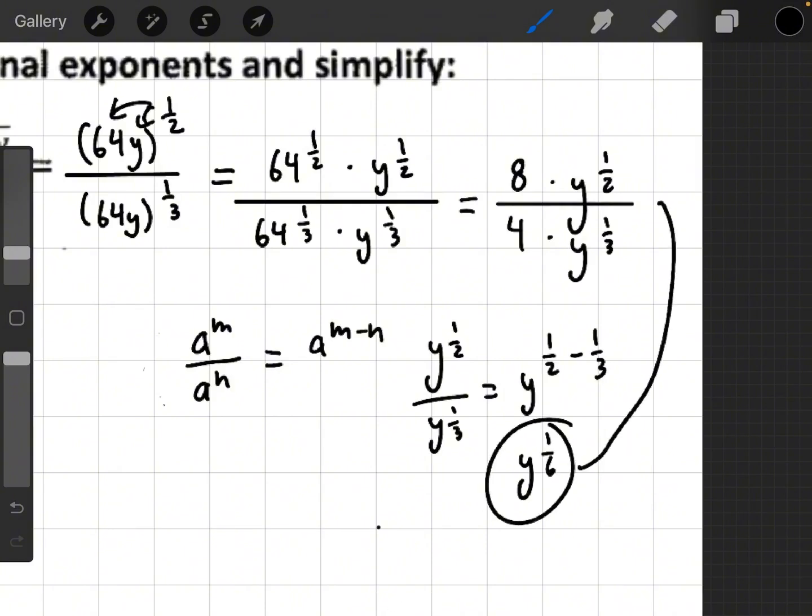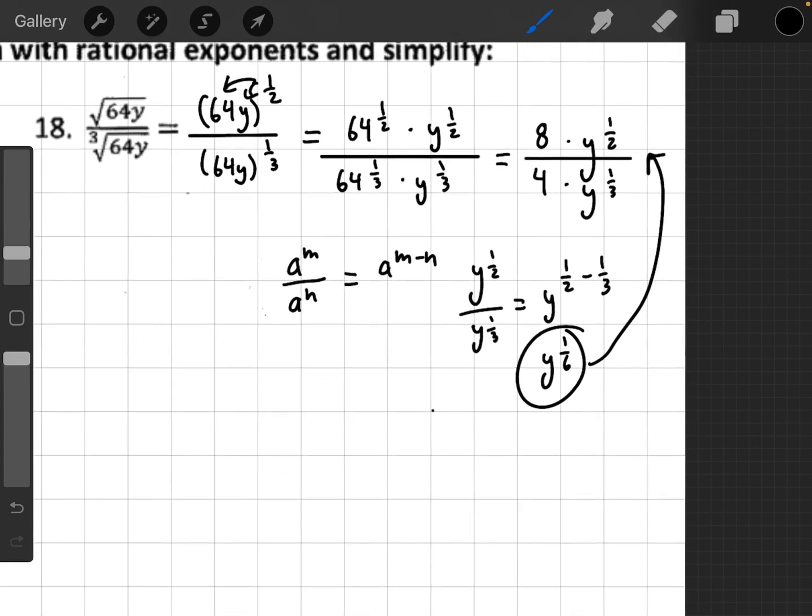So we can take this term and replace it over here. So let's rewrite this to clean it up a little bit. We have 8 over 4 times y to the power of 1/6. 8 over 4 is just 2, so we have 2 times y to the power of 1/6.